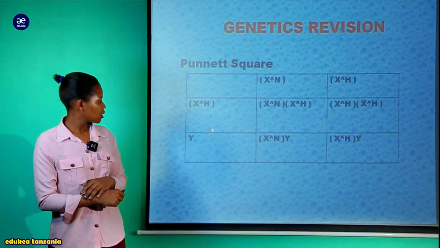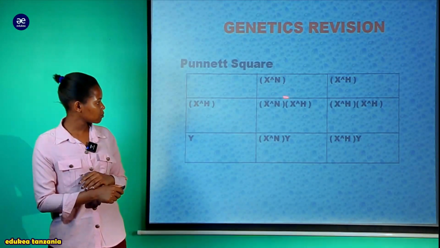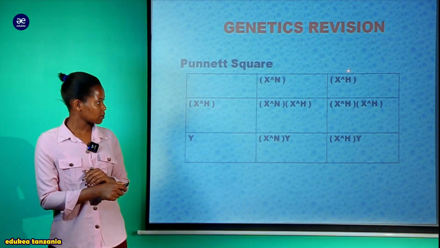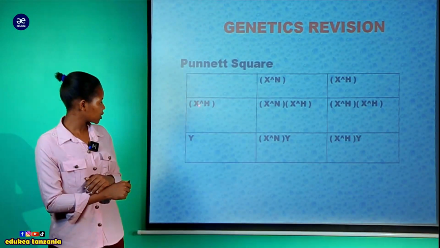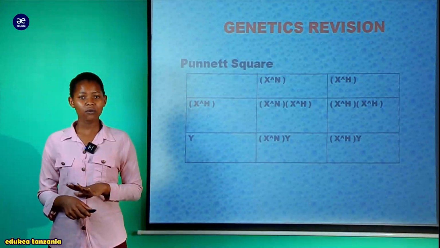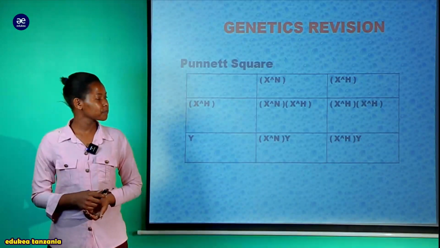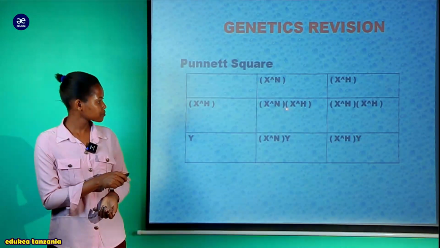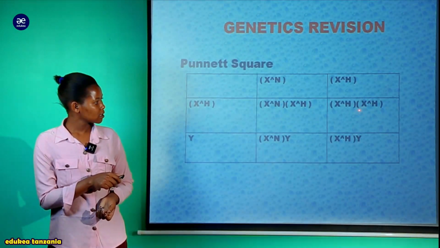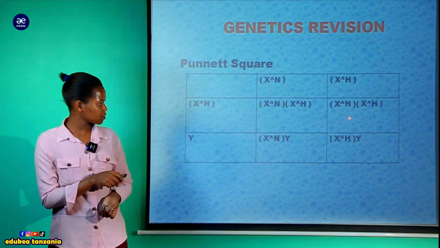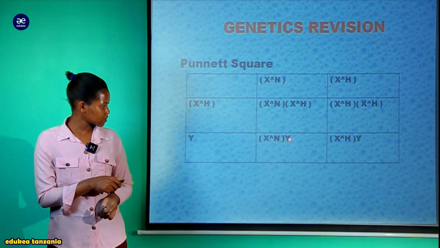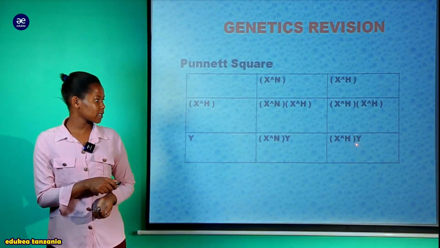As you can see here, we have the normal but carrier woman, X raised to capital letter N as well as X raised to capital letter H, as well as the hemophilic man, X raised to capital letter H and the capital letter Y. On crossing, we are going to explore the resulting offspring. As you can see here, we will get the carrier offspring, the female one, also the hemophilic offspring, the female one, the normal son, and the hemophilic son.